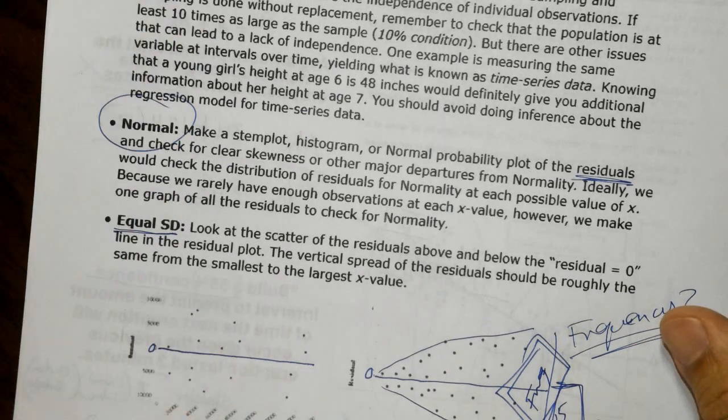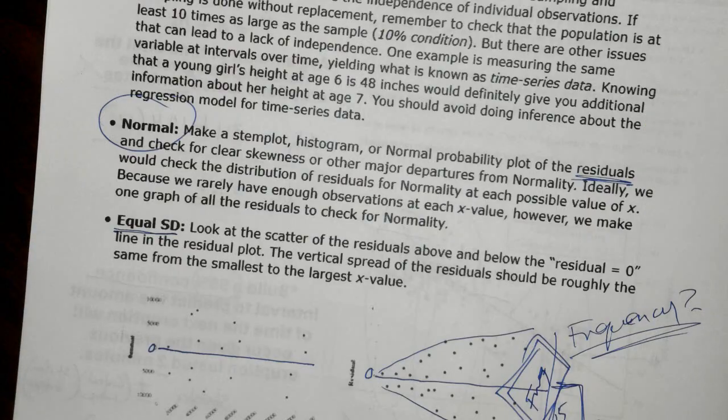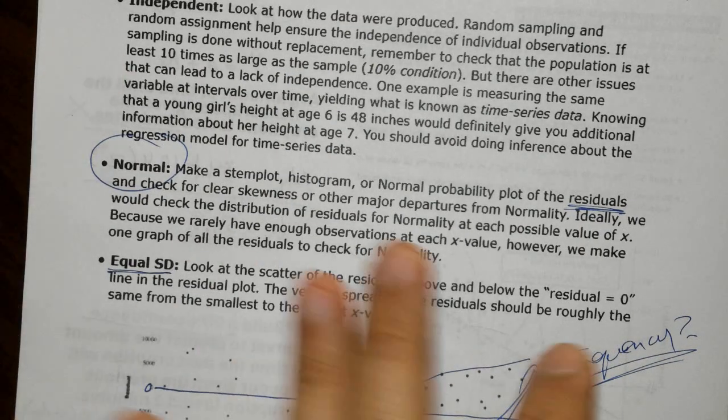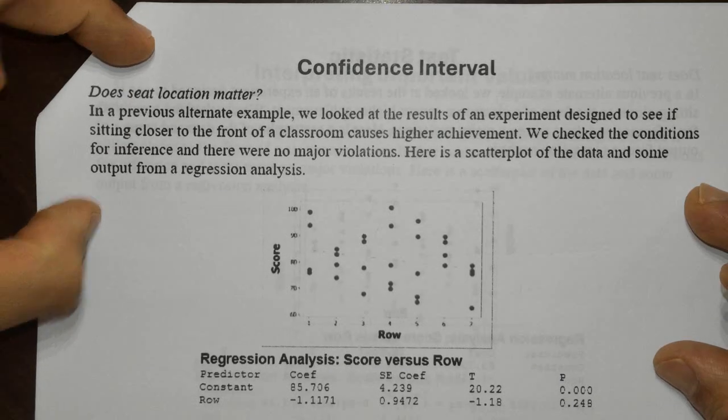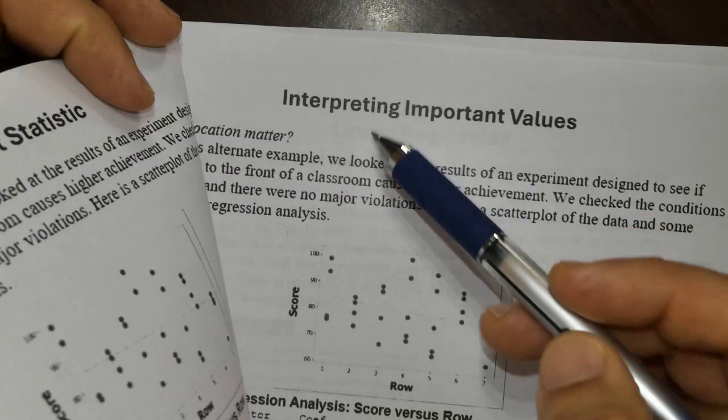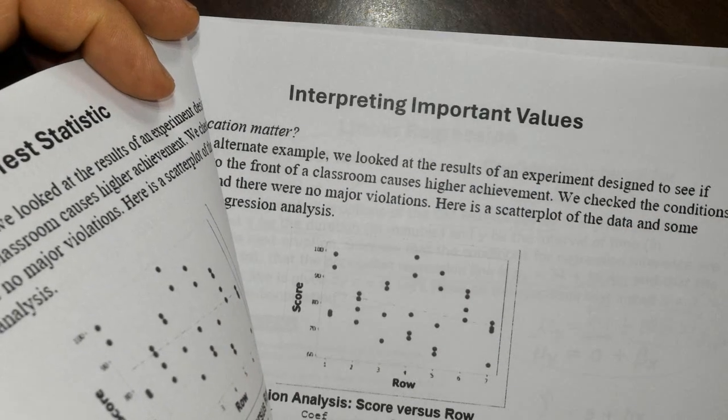Now these are just conditions. You can go into that. This is a lot. You're not going to write all of this. This is just the details so that you can make sense of it. What we want to do is this, right? Can we build a confidence interval? Can we do a significance test and interpret the important values?